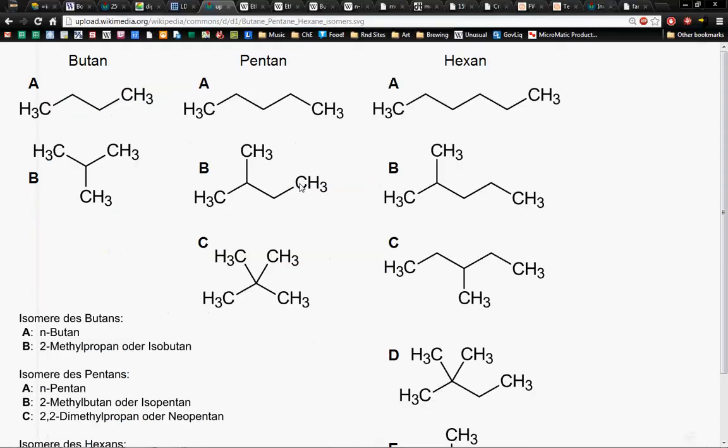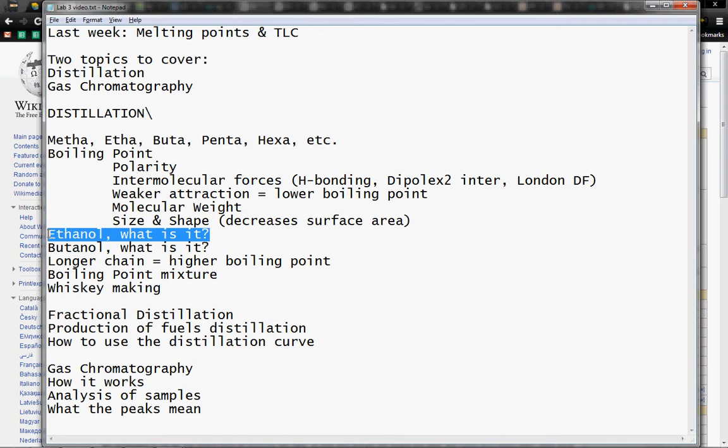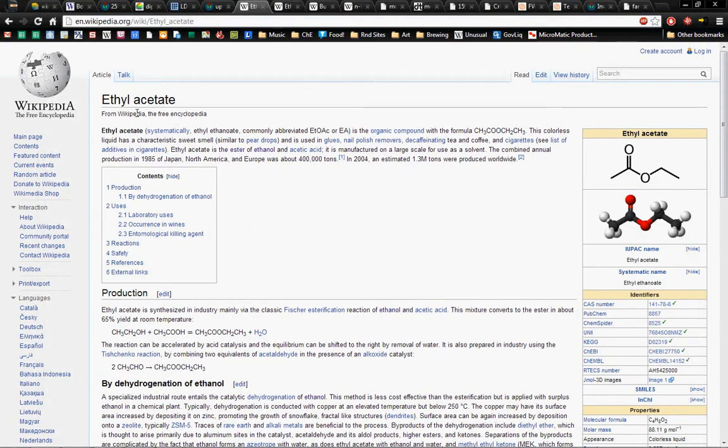So if you've got a bent molecule, it'll be easier to boil, sorry. And if you've got a straight chain molecule, it'll be more difficult to boil. And some of that has to do with the surface area, but I won't go too much in depth into that. So this week we're going to be playing with substances very similar to ethanol and butanol.